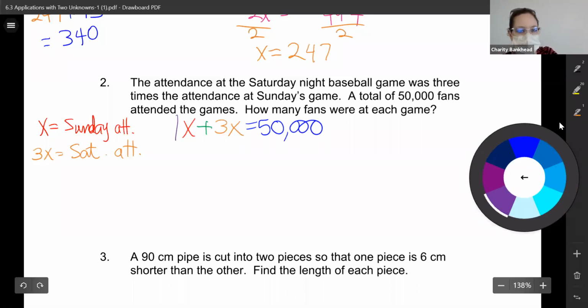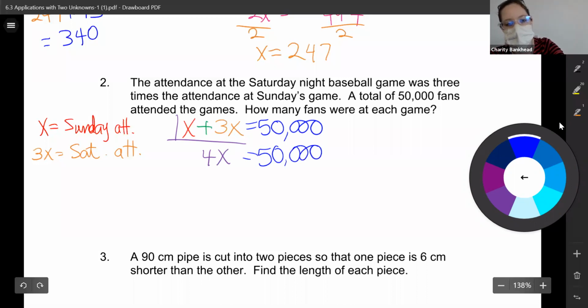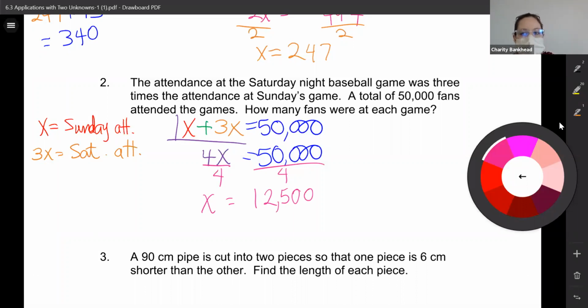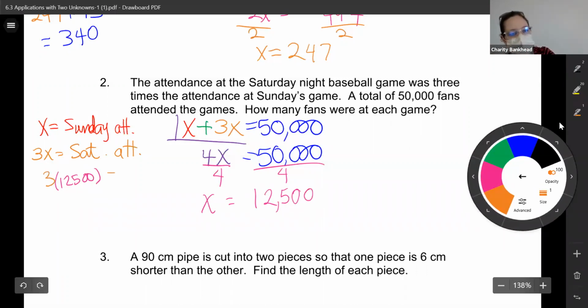Right, X is 1X, so 1X plus 3X equals 4X. So 4X equals 50,000. And then just divide both sides by 4. Okay, and then multiply that times 3. That's gonna be 37.5, I think.